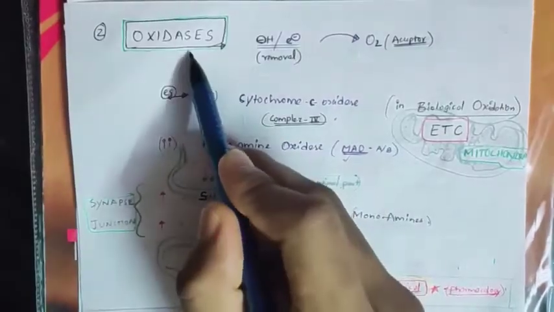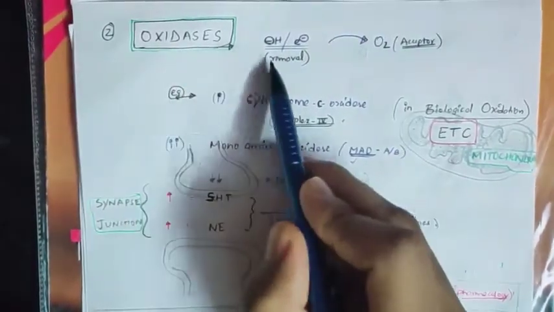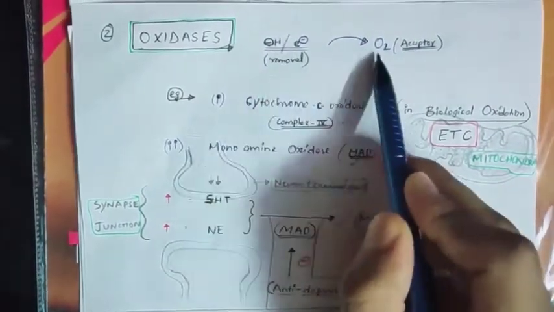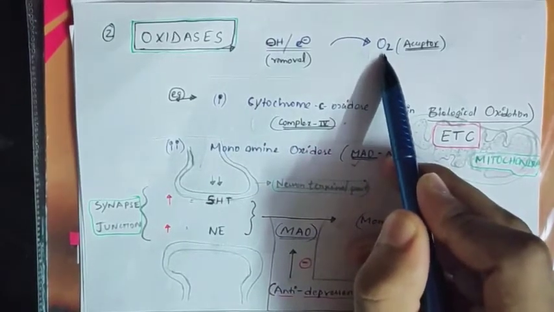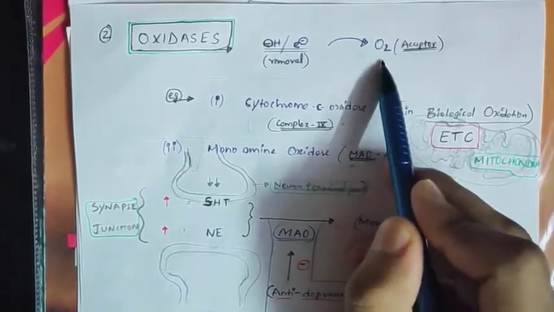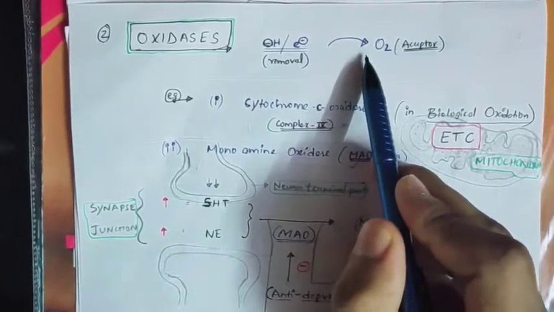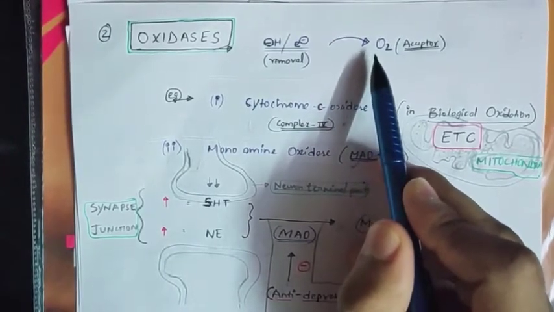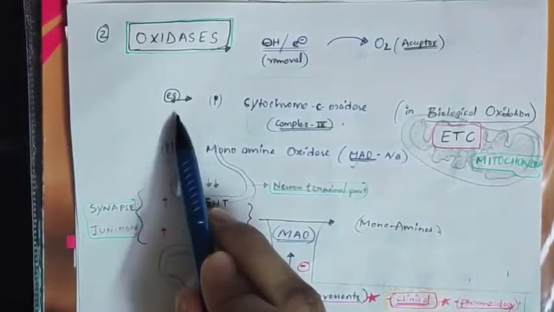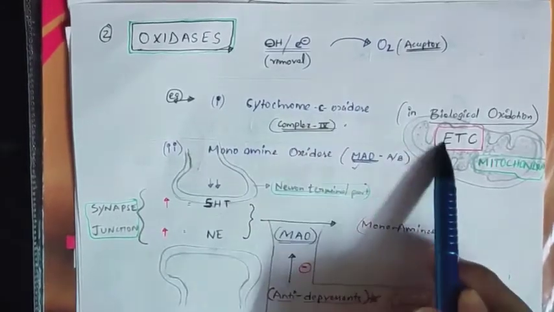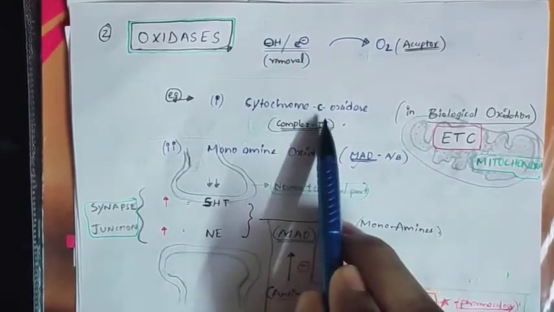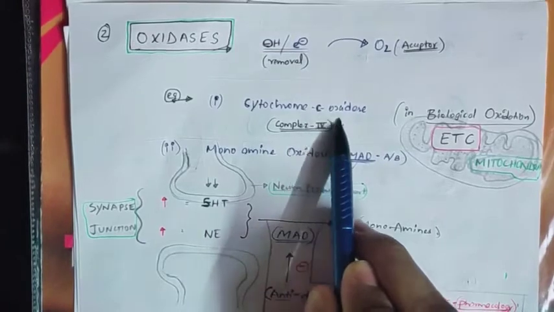Coming to the second subclass, oxidases. Removal of hydrogen. Here the acceptor is O2. Very important, you should remember here the acceptor is O2. In the earlier dehydrogenase, what is the acceptor? B12 vitamin. Okay. Examples: cytochrome C oxidase. In the electron transport cycle, you all know about cytochrome C oxidase.